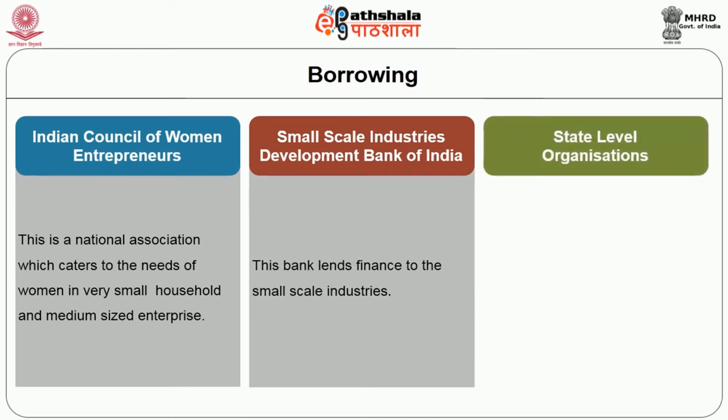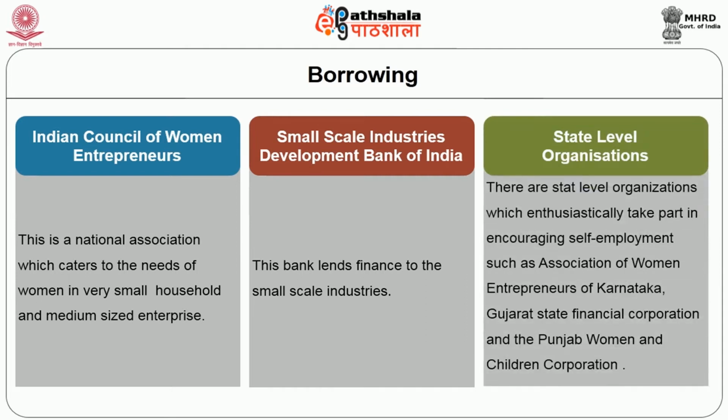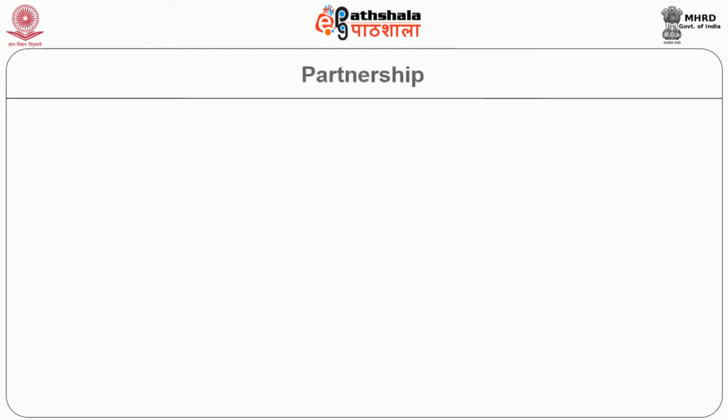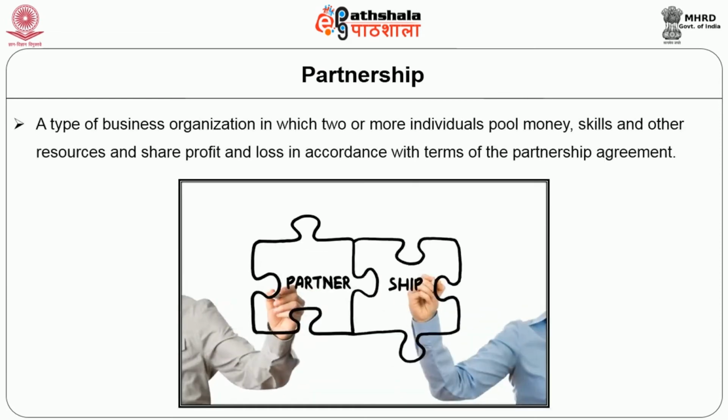Next is the state level organizations. There are state level organizations which enthusiastically take part in encouraging self-employment, such as the Association of Women Entrepreneurs of various states and the Children Corporation. In some cases, capital can be raised through money received on retirement. Next is partnership, a type of business organization in which two or more individuals pool money, skills and other resources and share profit and loss in accordance with the terms of the partnership agreement.